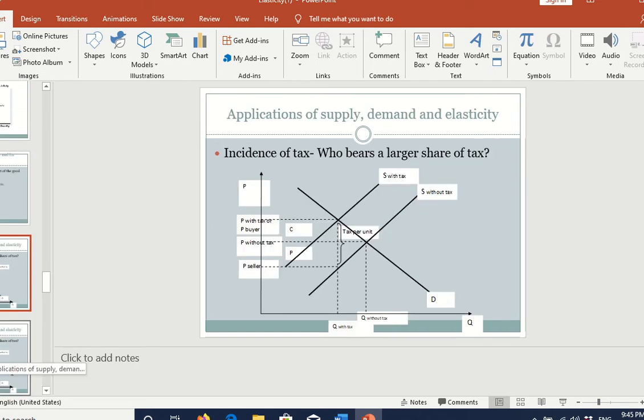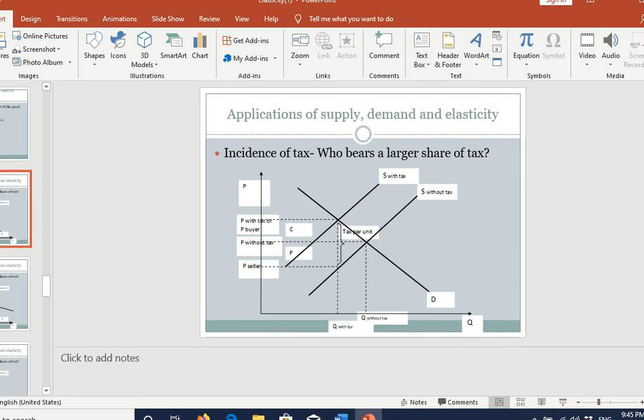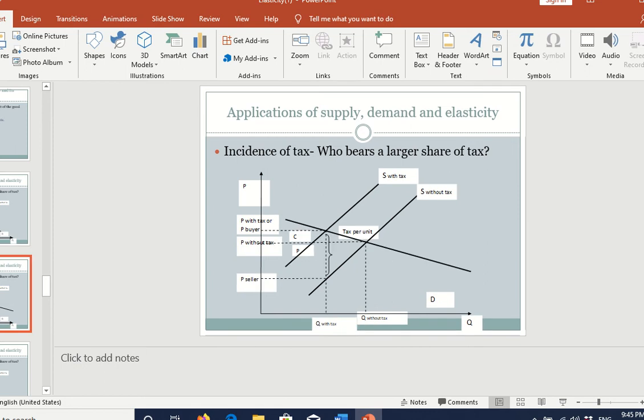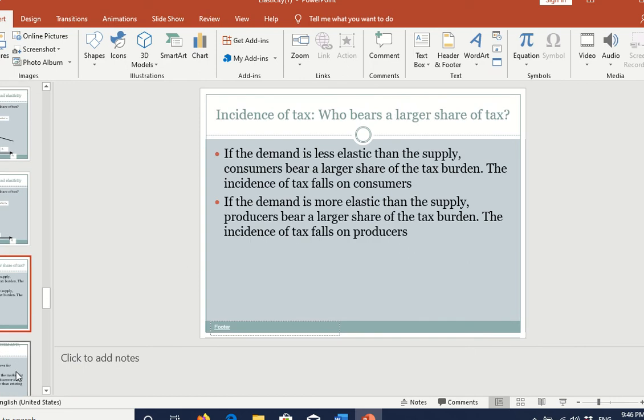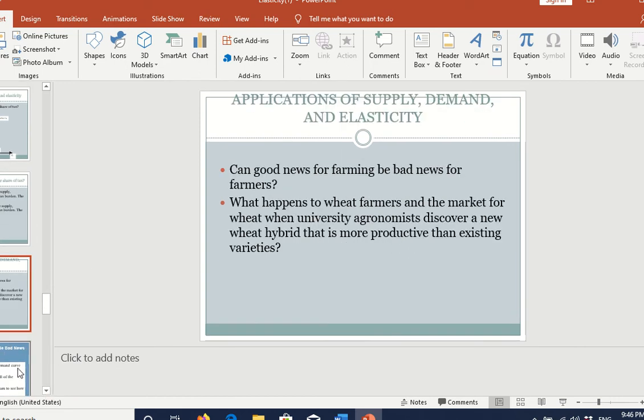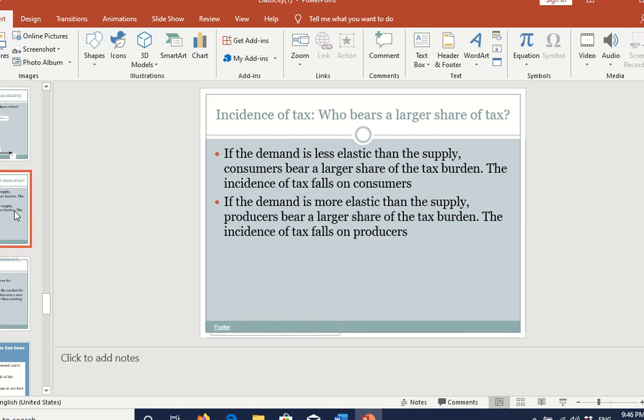So the next few slides are on incidence of tax. This is how you apply price elasticity of supply and price elasticity of demand to who bears the burden of a sales tax. Okay? So I'm going to skip these slides for the moment. If you are interested, you can take a look at them, and then if you want to, we can discuss whatever you don't understand.